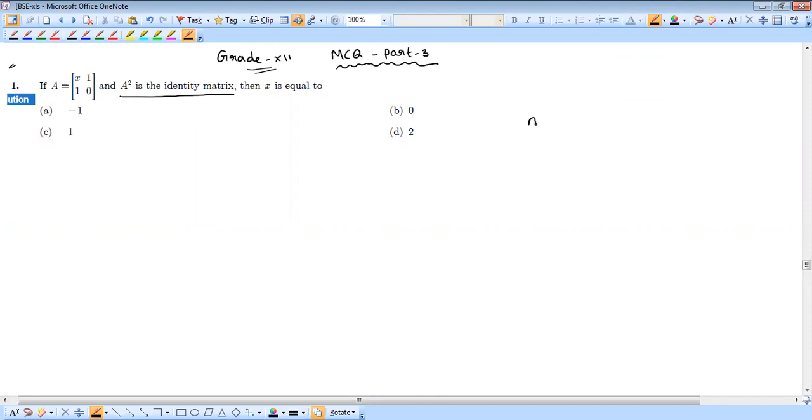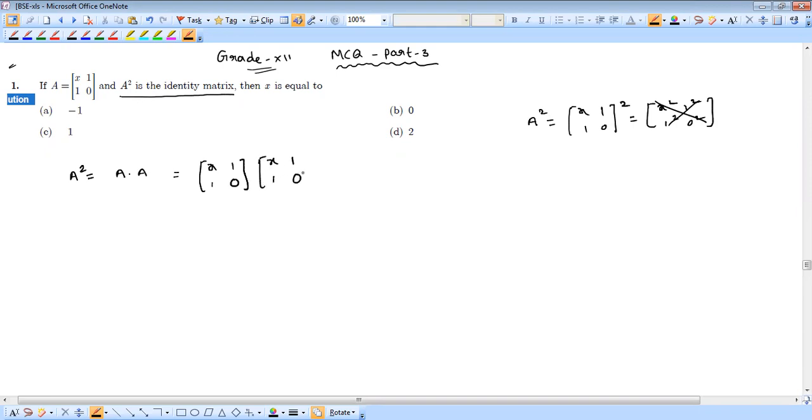Generally, people make a mistake. For A square, they will do [x, 1; 1, 0] square, that is x square, 1 square, 1 square, 0 square. This is absolutely wrong. Here, A square stands for multiplying matrix A with A. Now it is [x, 1; 1, 0] and this also [x, 1; 1, 0].